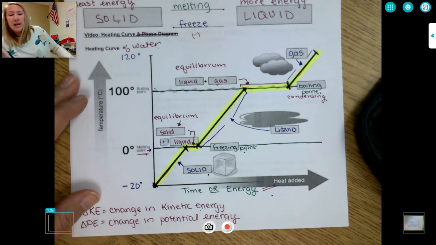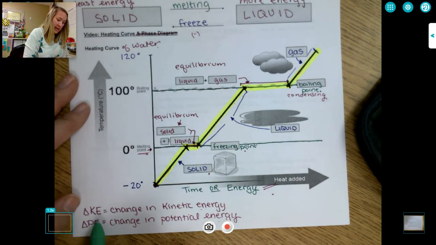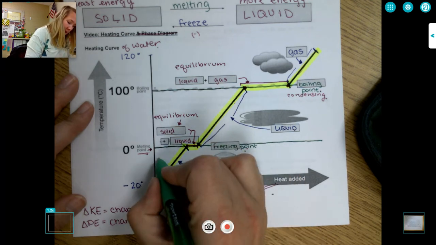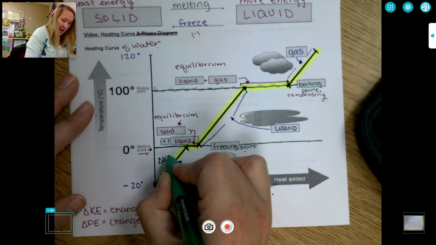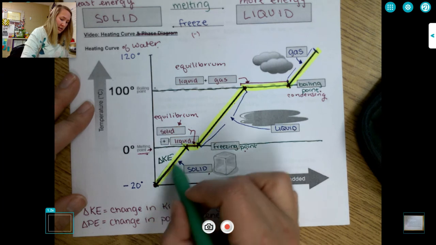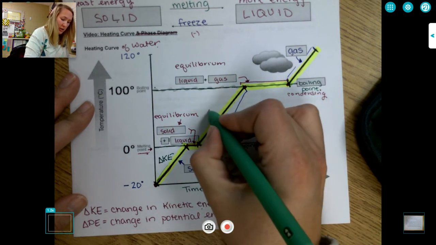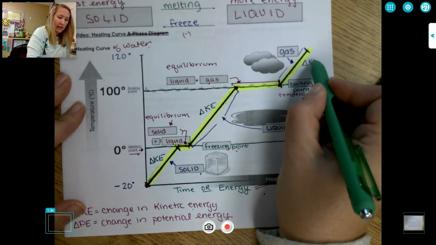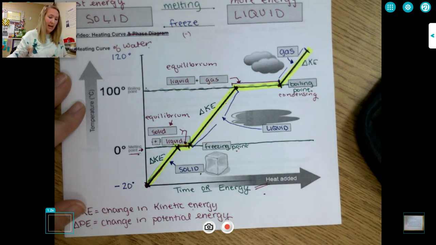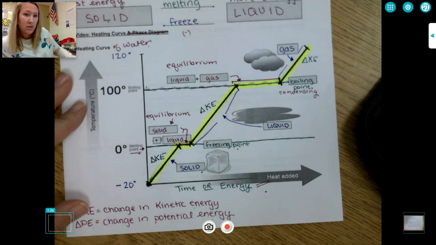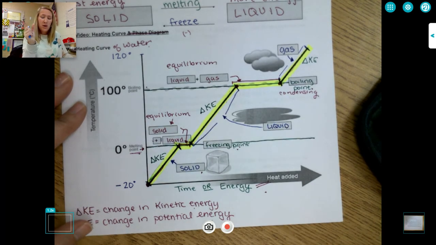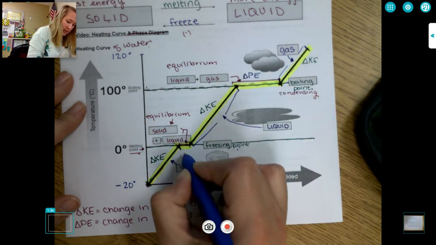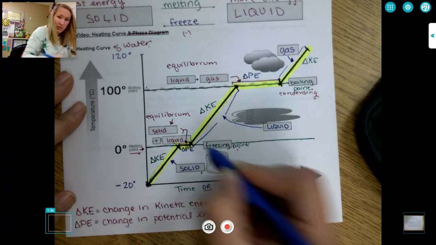And so something we can add to this is our changes in kinetic and potential energy. Anytime I have a change in temperature, I am changing my kinetic energy. So change in temperature here, change in temperature here, change in temperature here, change in kinetic energy. Anytime that I have a constant temperature, that means my molecules are spreading apart, getting closer together. My phase changes is where I have a change in potential energy in both of those places.